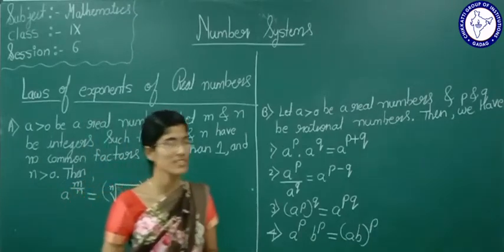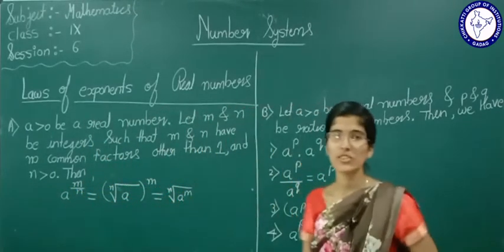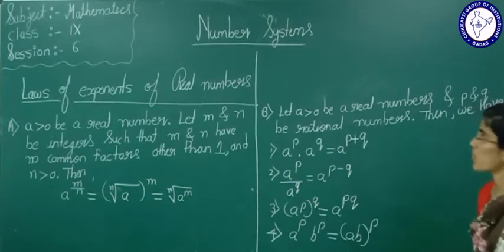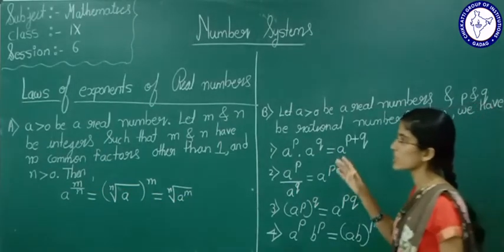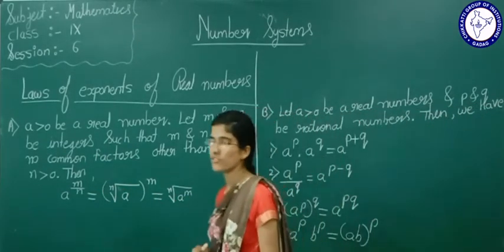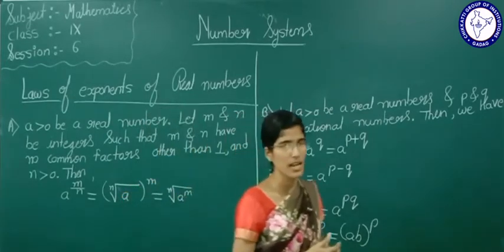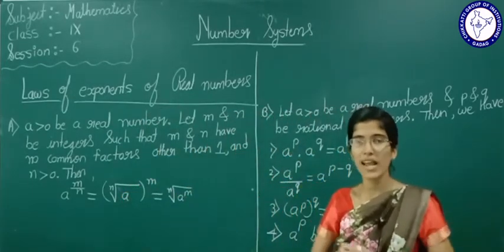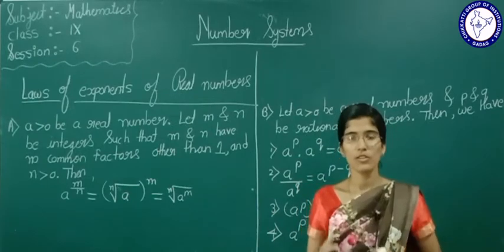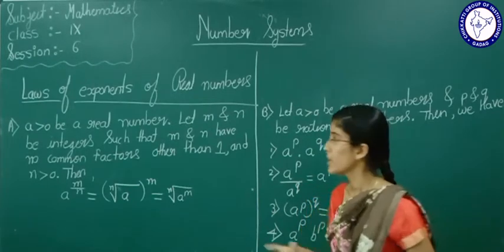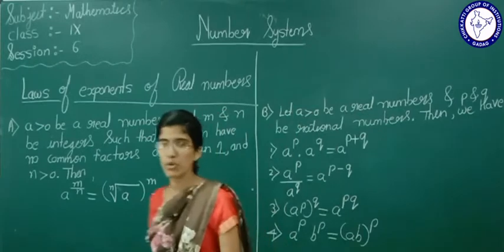Good morning students. In today's class we are going to see the last concept of number system, that is laws of exponents of real number. Students, you know what is the meaning of real number, right? The collection of rational numbers and irrational numbers will form a real number. You know what is the meaning of exponents also.